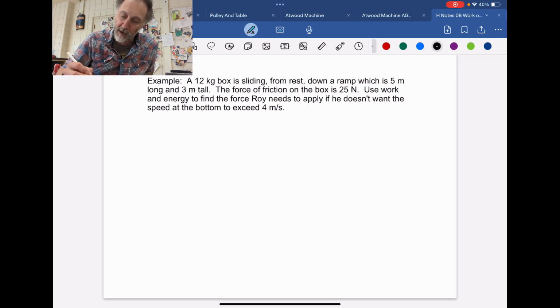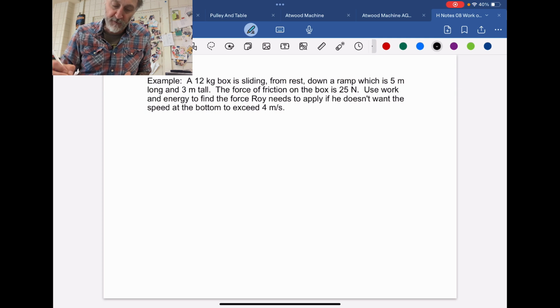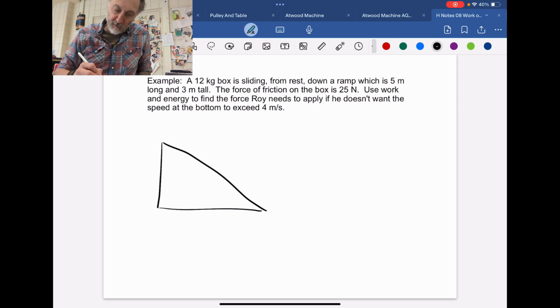We've got a 12 kilogram box sliding from rest down a ramp that's 5 meters long and 3 meters tall. So let's make a little drawing. Here's my ramp. The problem tells me it's 5 meters long, so that's going to be my displacement as the box slides down the ramp. Here's the box. I know that at the top of the ramp, the height is going to be 3 meters, and it's sliding from rest.